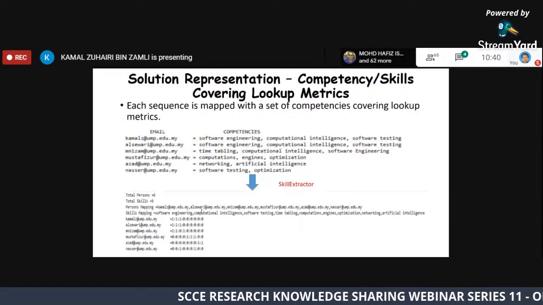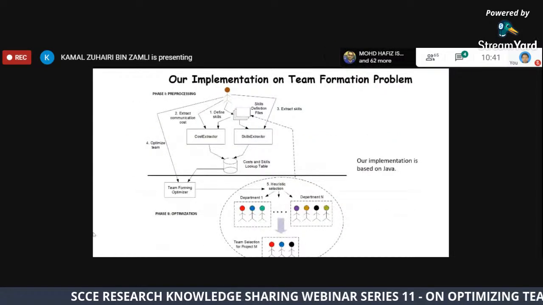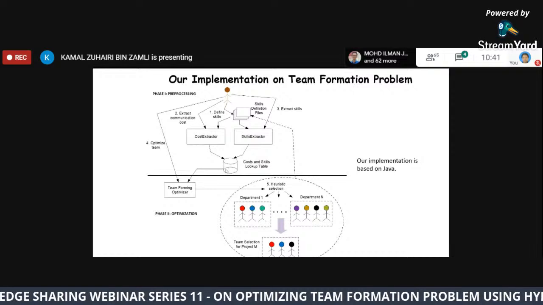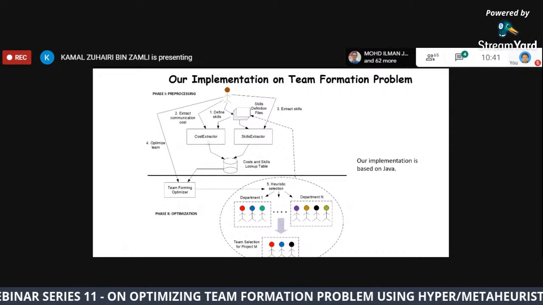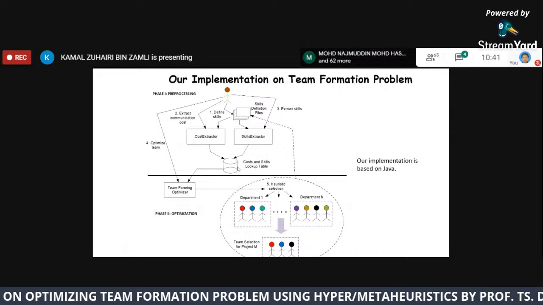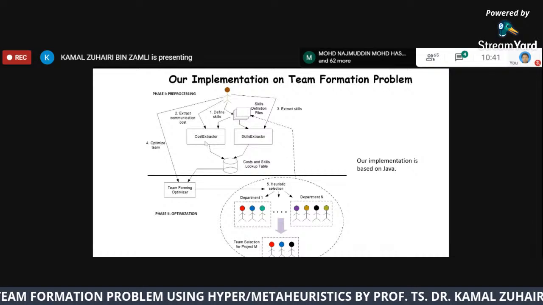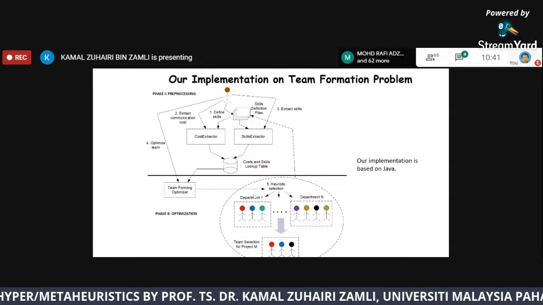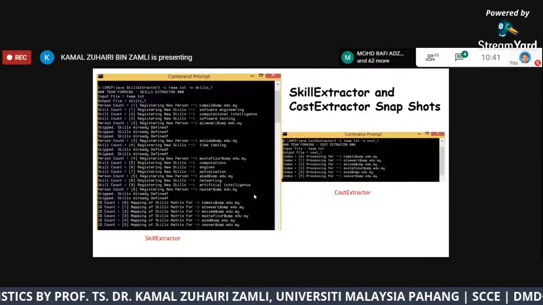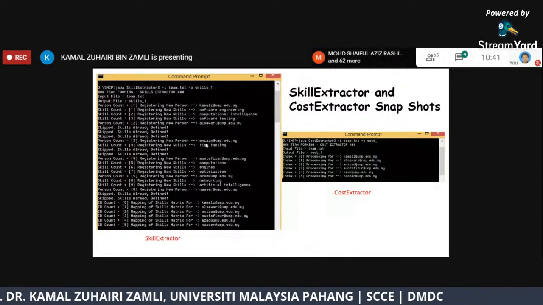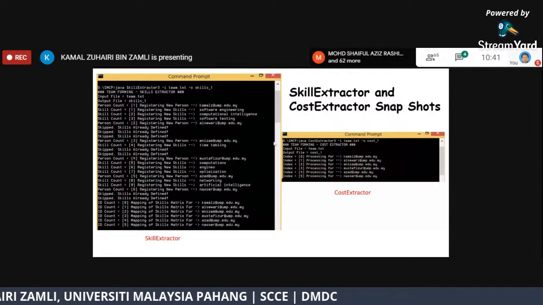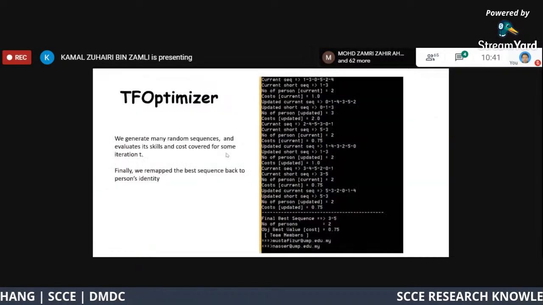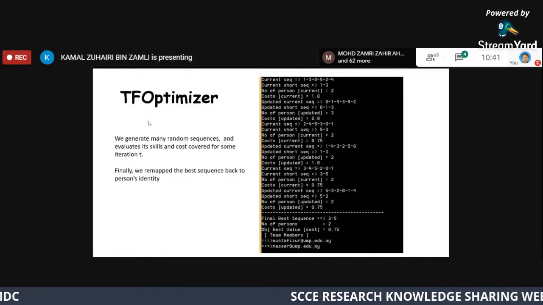So as a lookup table, when you build a sequence, the sequence cost uses the lookup table that we built from the cost extractor and skill extractor. We implement this in Java, which is why you see our screen is black: Java, skill extractor, cost extractor. So we build this using Java. And this is the optimizer.